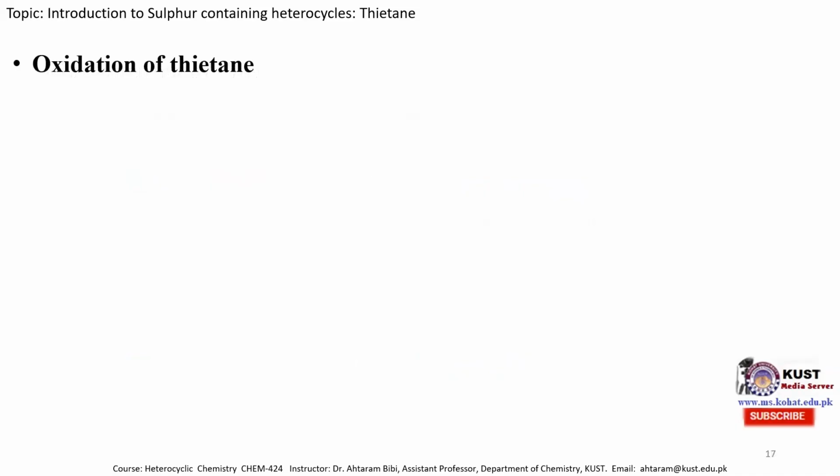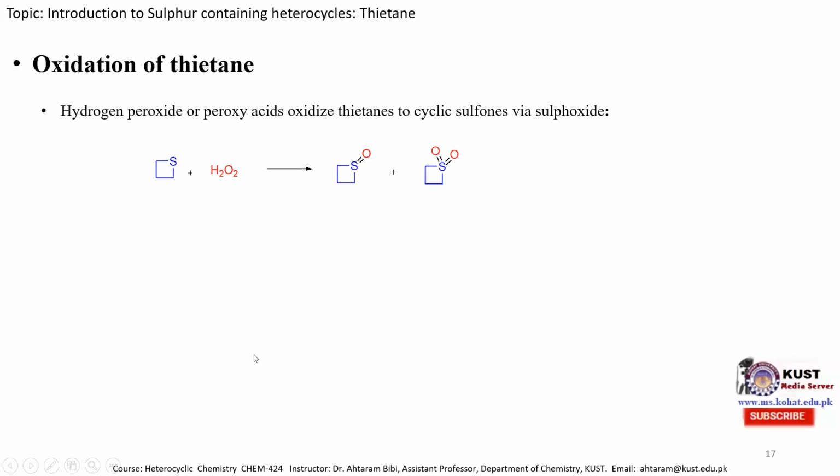The next reaction is oxidation of thietane, and thietane oxidation takes place in the presence of hydrogen peroxide or peroxy acid and produces the sulfoxide and sulfone. When the thietane molecule is treated with hydrogen peroxide or peroxy acid, it produces both the sulfone and sulfoxide. So controlled oxidation of thietane to sulfoxide is possible.